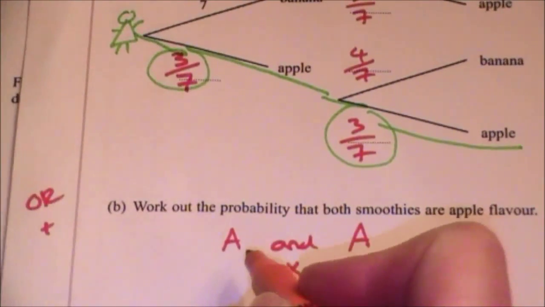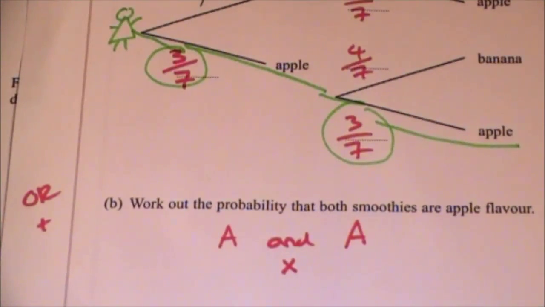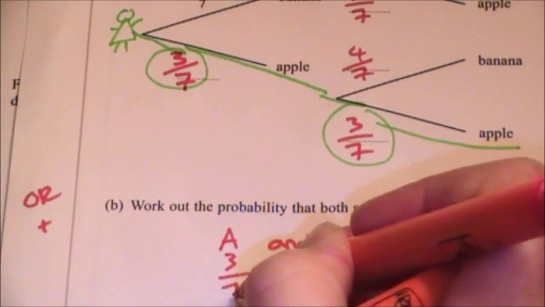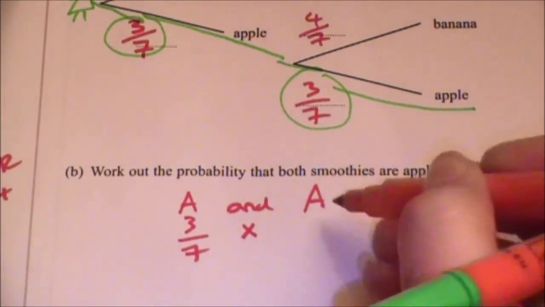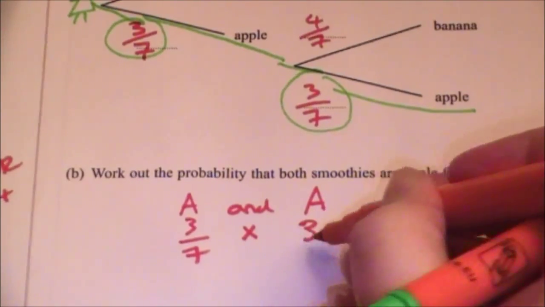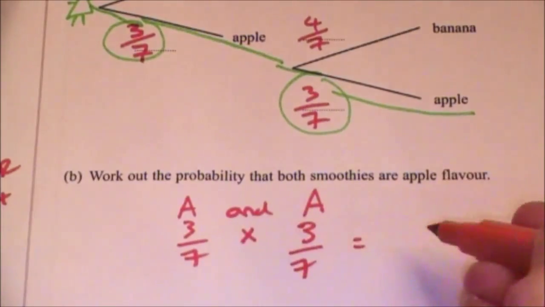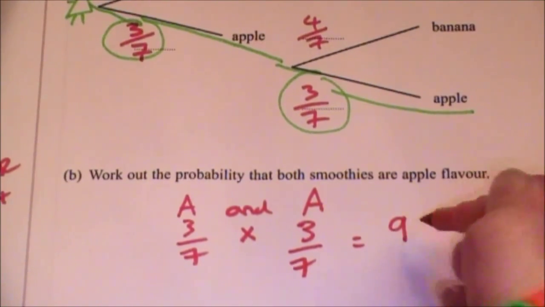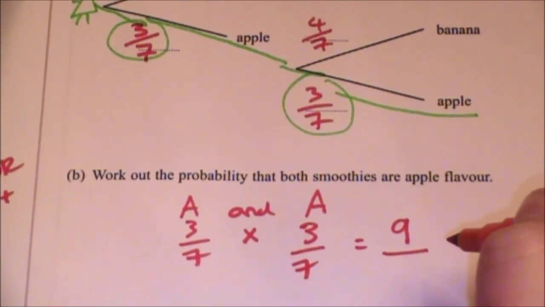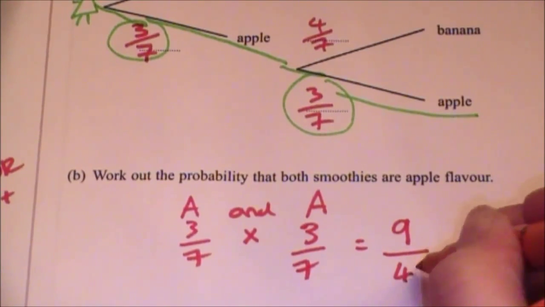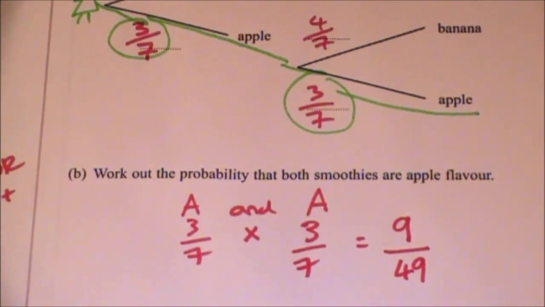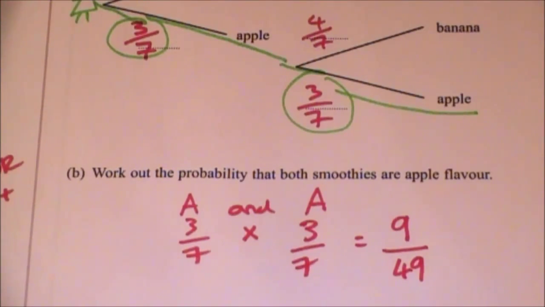So the probability of Jenny getting an apple in the first place was 3 in 7. And I multiply that by the probability of Jenny getting an apple second, which is 3 in 7. Multiplying fractions is the easy one that goes straight across the top. 3 times 3 is 9, and 7 sevens are 49. So that's my probability, 9 over 49.